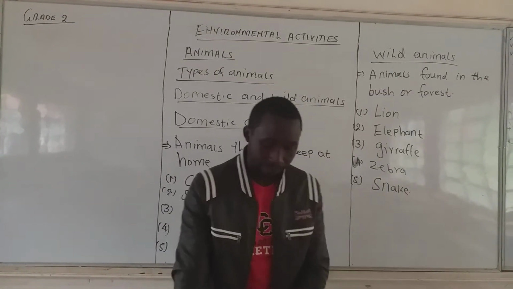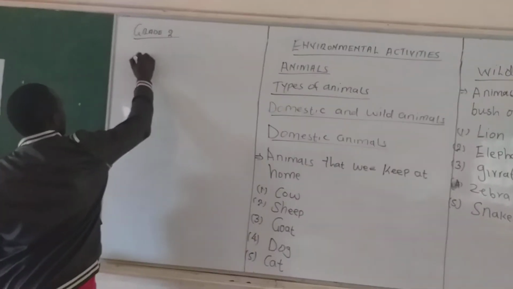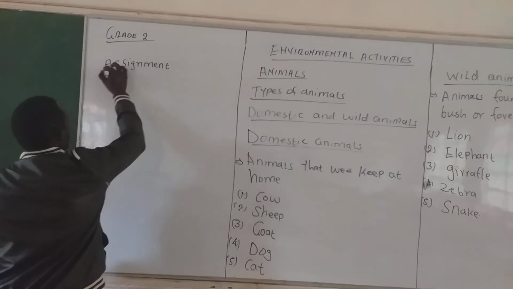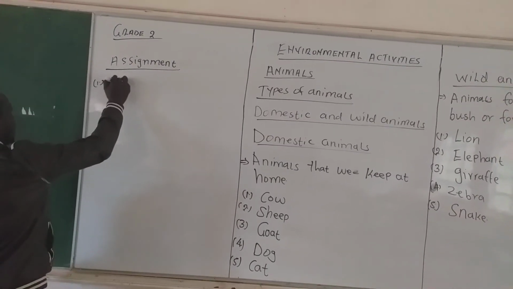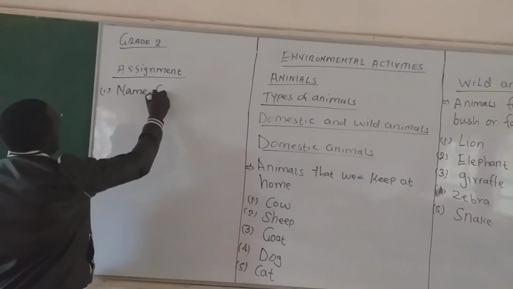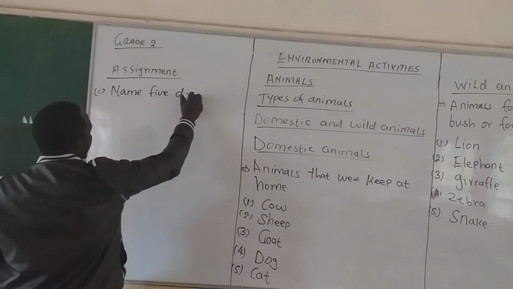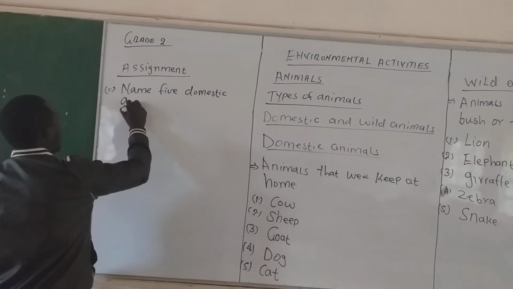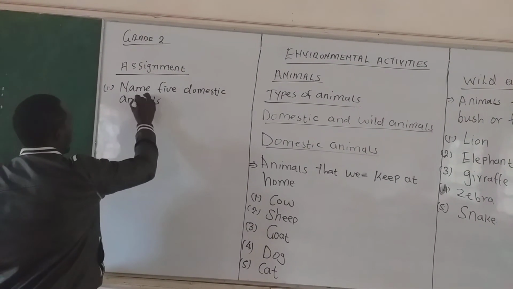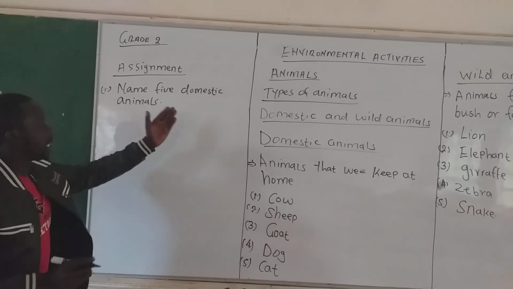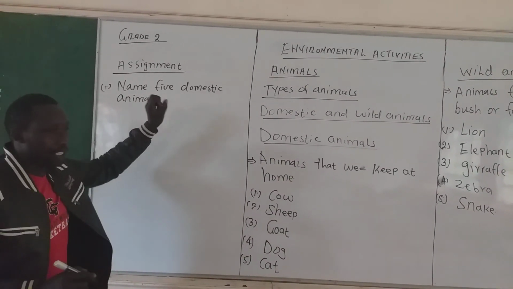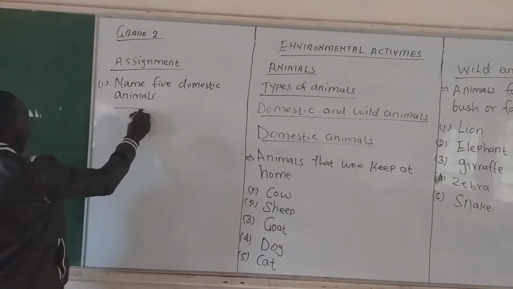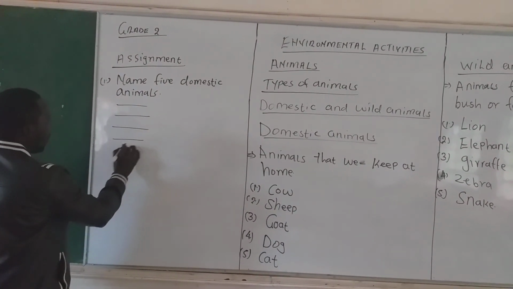For your assignment, one, name five domestic animals. Name five domestic animals. We say domestic animals are animals that we keep at home. One, two, three, four, five.